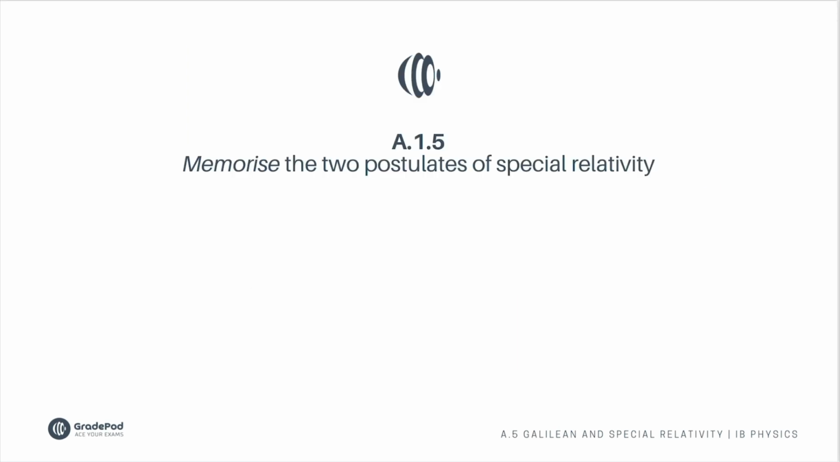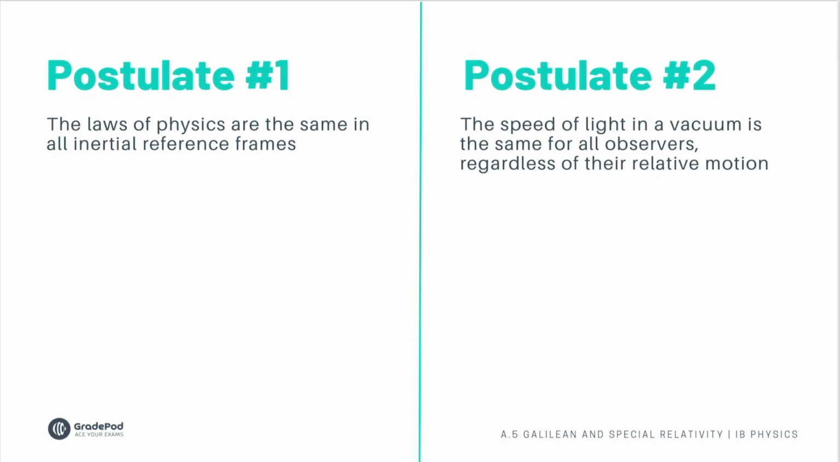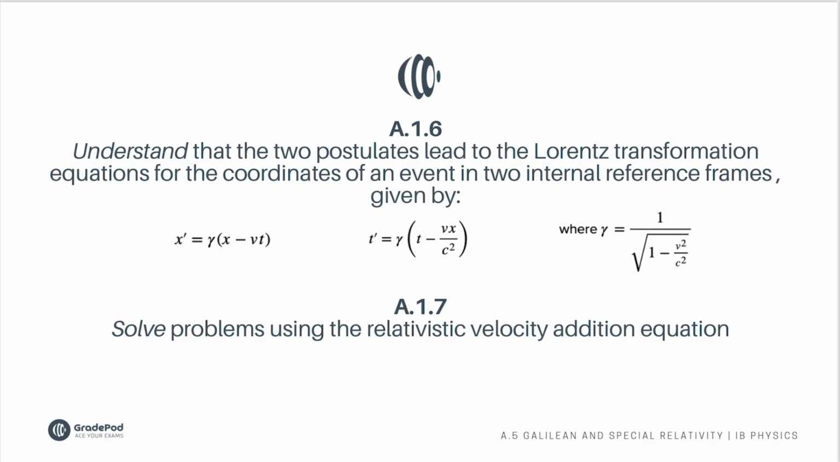I'd like to now introduce the concept of special relativity. And special relativity is based on 2 key postulates. These postulates must be memorised. Postulate number 1 is, the laws of physics are the same in all inertial reference frames. And postulate number 2 is that the speed of light in a vacuum is the same for all observers regardless of their relative motion. Let's not overthink what the consequences of these postulates are right now. All I want you to do at the moment is memorise these 2 postulates because they can gain you valuable marks in the exam.